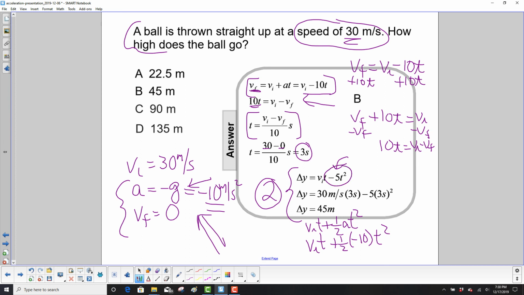Substitute in our values, initial velocity of 30, 3 seconds, which we found over here in the first part of our problem, minus 5 times 3 seconds squared. Please be sure to square that t squared. That's a very common error. And then finally, we get delta y is 45 meters.